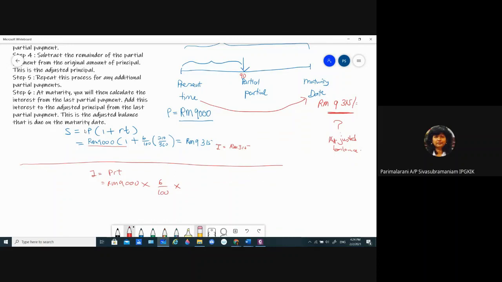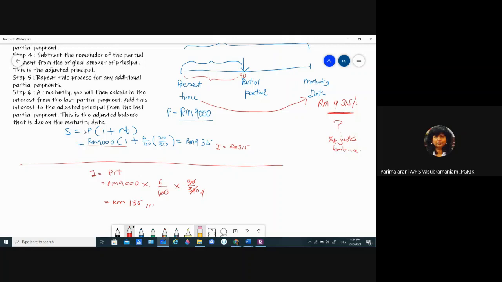From here to here, how many days? 90 days. Yes, 90. So it's 90 over 360. I told you I'm using 360, yeah? So how much is the interest? Okay, so it's 135 ringgit. So we know that the interest is 135 ringgit.